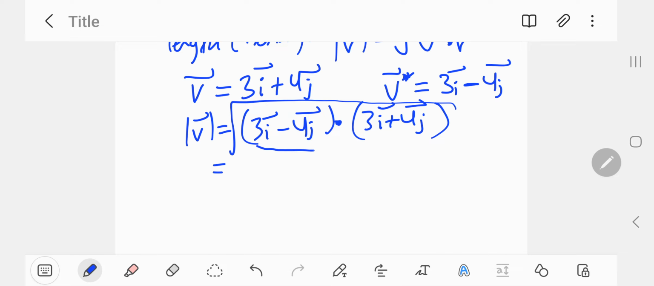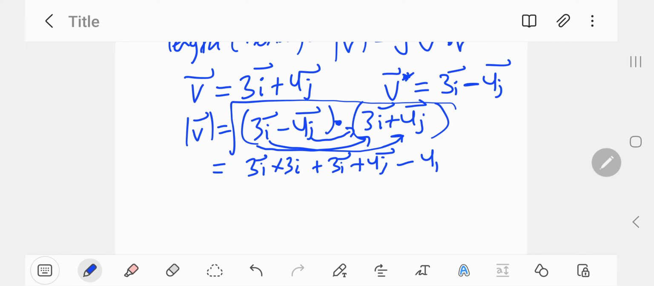3i times 3i. So we're now doing expansion of parentheses, just as you would normally do in algebra. 3i times 3i, plus 3i times 4j, minus, right now it's the 4j's turn, 4j times 3i. And then minus, because you've got minus plus here, minus 4j times 4j.